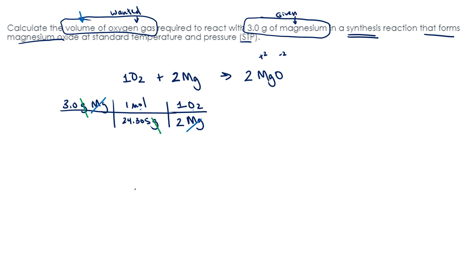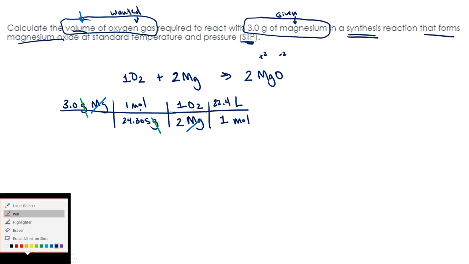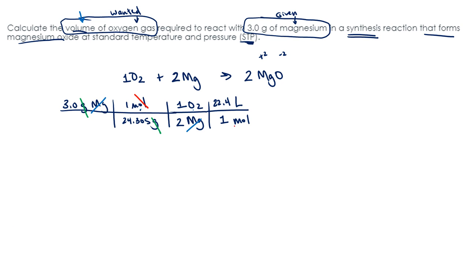So we need one more chunk of railroad tracks. I have moles on top. I want it to go away. I'm going to put moles on the bottom. We're going to flip those moles into volume. We measure volume in liters. Since it's at STP, I know that there are 22.4 liters in 1 mole. So now we can go ahead and cancel out moles, top and bottom. Liters, which is volume of oxygen gas, is all that's left, which is great because that's exactly what we want to find.